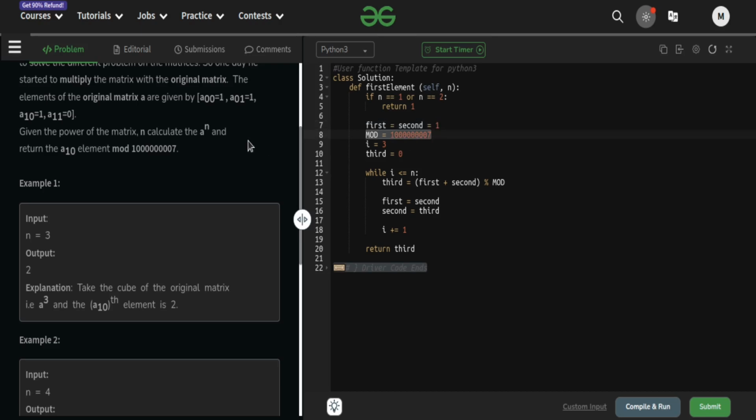As mentioned in the question, we have to perform the mod operation also, since the sum of two numbers could be very large. So this is the mod which we need, and then i equals 3 and the initial value of third equals 0. Then we are iterating while i is less than or equal to n, and we are computing the third, which equals first plus second mod, and then we are updating our first and second element, also our iterative counter, and towards the end we are returning third. So that's about the code, folks.